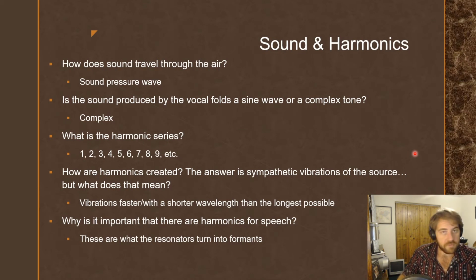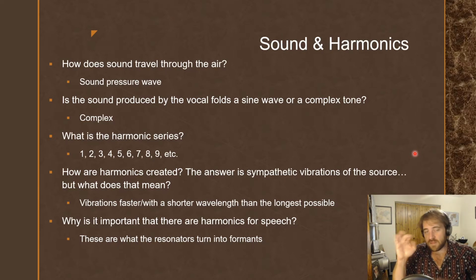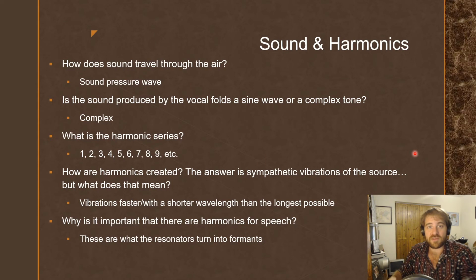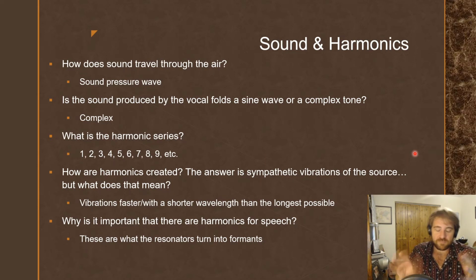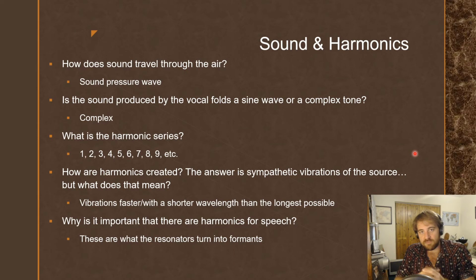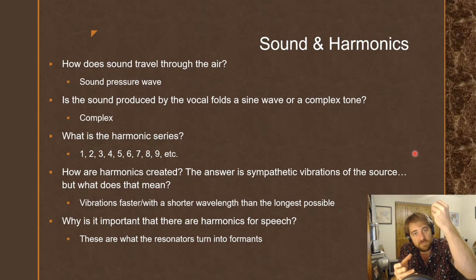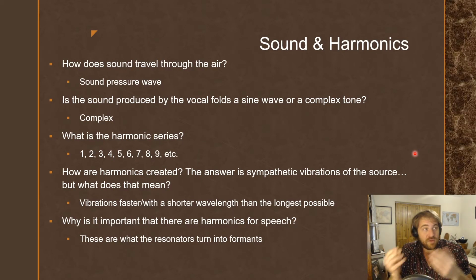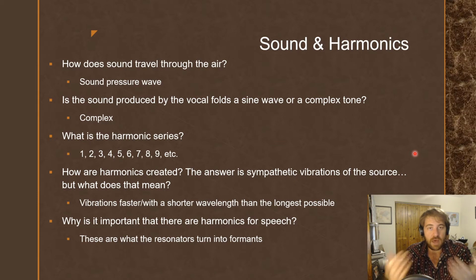It's important that there are harmonics for speech because these harmonics are the things that formants are going to form from. The resonating cavities in the mouth, so the pharynx, the oral cavity, the nasal cavity, are going to accentuate and dampen, essentially make stronger or weaker, these harmonics. And so one of those harmonics is going to become the formants that we actually use to hear the difference between an ah and an oo and an e, and other vowels as well.